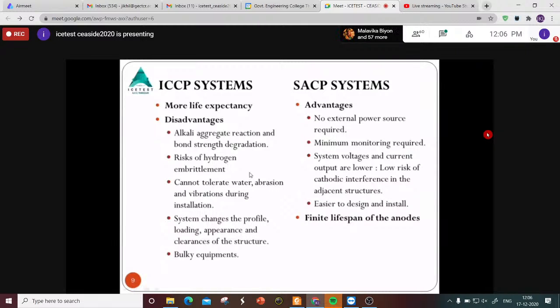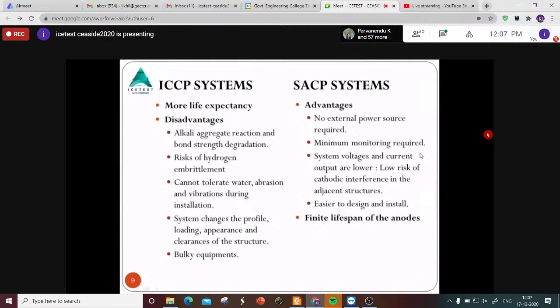Like if a bridge needs to be repaired using ICCP systems, the whole traffic should be stopped because it can't handle the vibrations caused by the movement of the vehicles. But in the SACP system, no such issues are there. It can handle them. And the ICCP system has bulky equipment, so it can change the profile, loading, appearance, and clearance of the structure. In the SACP system, no external power source is required, and minimum monitoring is required.